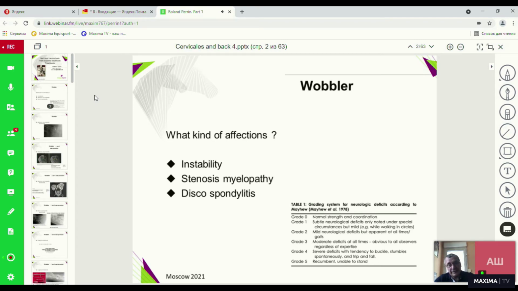And since the work of Mayhew in about '78, so a long time ago, everybody agrees that we have five grades of Wobbler syndrome.